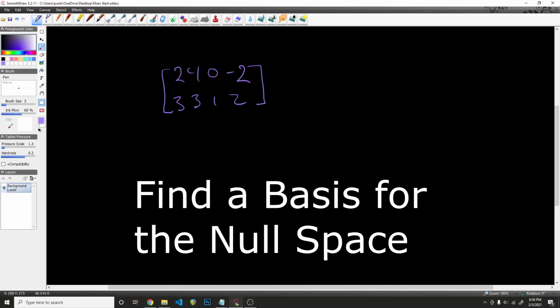Alright, in this video we're going to be looking for the null space of this matrix, and the first thing that we need to do is get this into row reduced echelon form. So in order to do that, we can do some row operations.